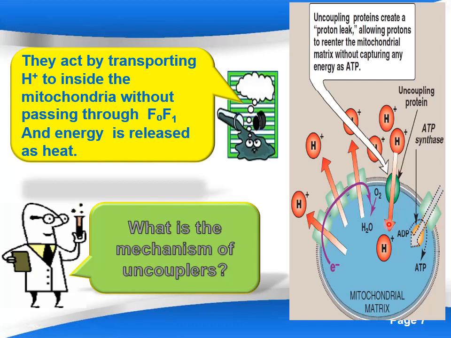what is this? F0, F1 domains. And the energy is released as heat. This is the mechanism of uncouplers. Oxidation is not coupled to phosphorylation. Oxidation occurs, and the energy resulting from oxidation is dissipated as heat, not as the formation of ATP. I separated the process of oxidation; it is not linked to phosphorylation.